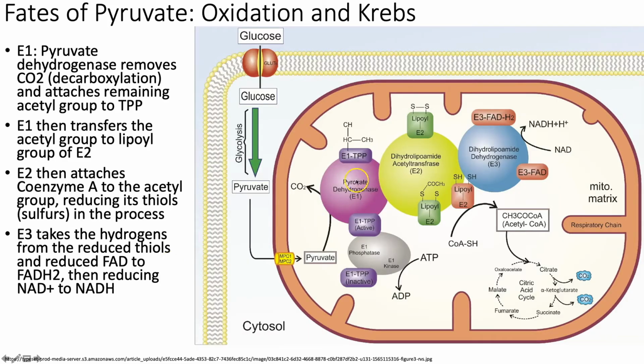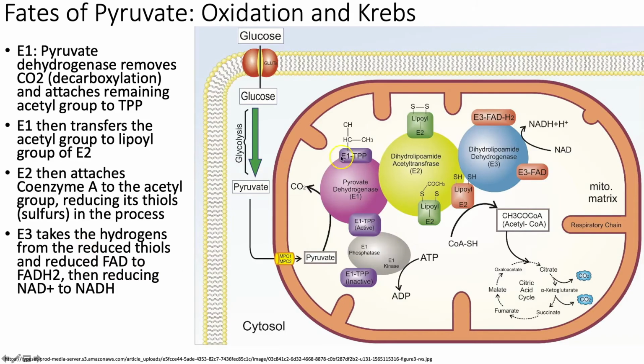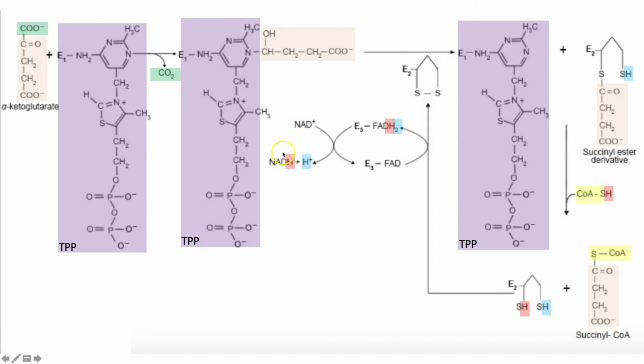Just like before, that was our first step, right? We lose that carbon dioxide in the pyruvate dehydrogenase complex. And this is TPP, same thing. See, TPP, TPP. We lose that carbon dioxide. So we move from our E1 complex into our E2 complex, which has that 2 sulfur spot, which is going to hold on to our succinyl group.